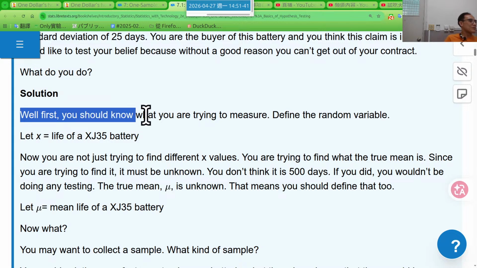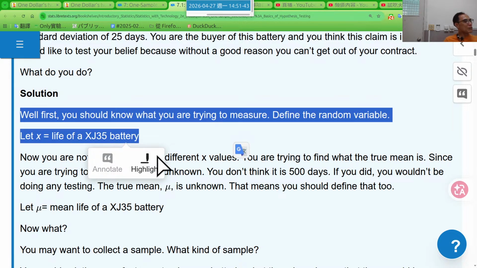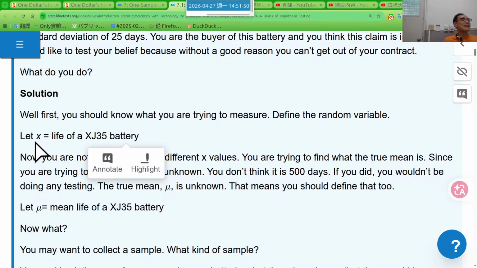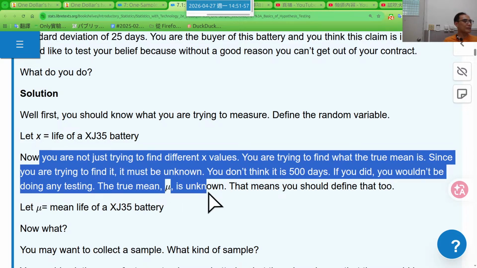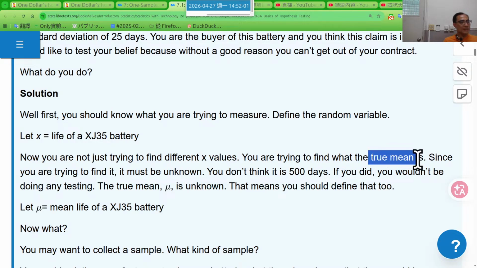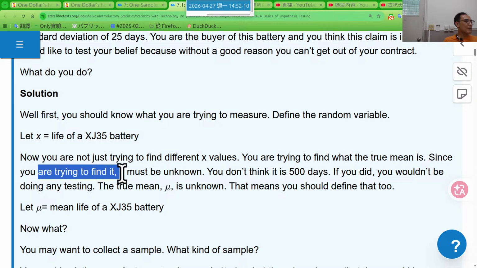First, you should know that you are trying to define the random variable X equals the life of this kind of battery. Now you are not just trying to find different x values, you are trying to find the true mean. What does it mean? That is a population average. Population, not a sample average, population average. Since you are trying to find it, it must be unknown.